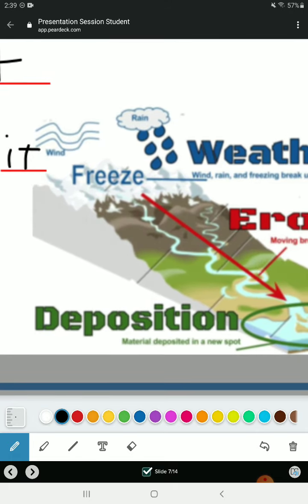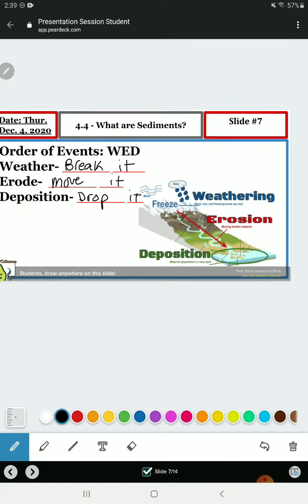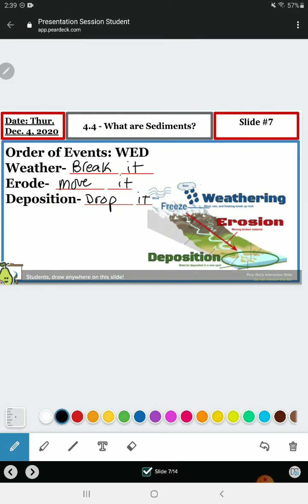Again, weathering is going to happen in place through wind, rain, and freezing, which break up rock. Erosion is going to move it downhill, and it's going to keep eroding. It might be deposited in small places, but ultimately it's going to be deposited down at the base where gravity pulls it.